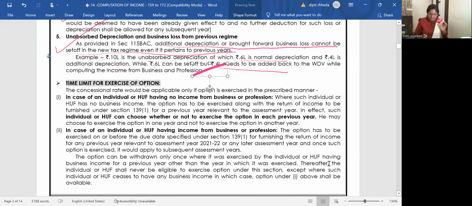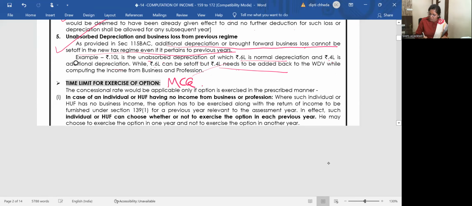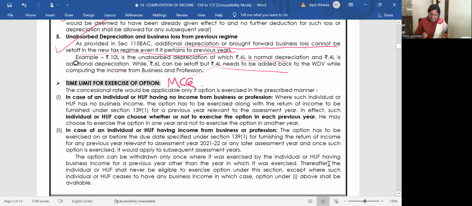Now, a wonderful question for MCQ. Write it. Most important part for the exam. Ma'am, can I go on changing 115BAC? This year I will go for it. Next year, no, I want to pay the tax in normal. 30% above 10 lakh, and 20% for 5 to 10 lakh. I want to go for that only now. I'll take scientific research and all. Can I shift like this?